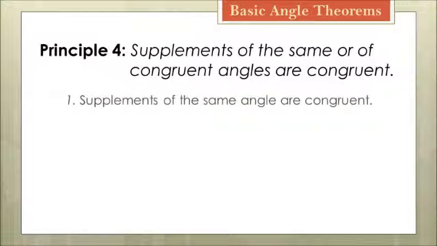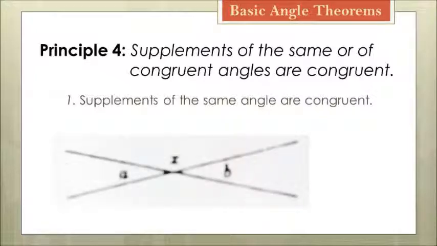The same as principle number 3, this principle is a combination of two principles. Number 1 is supplements of the same angle are congruent. As shown in the figure, there are two pairs of angles which form a supplementary angle, angle A and angle X, angle B and angle X. Angles A and B each have angle X as their supplement. Thus, angle A is congruent to angle B.